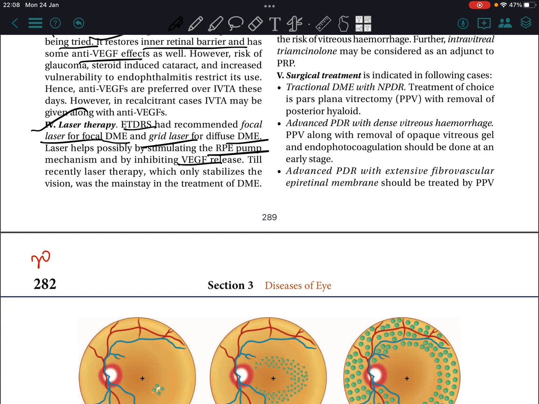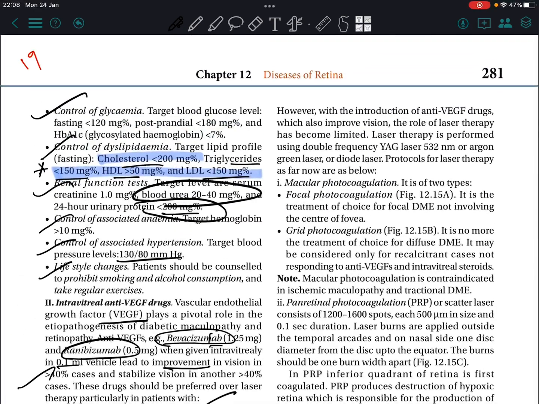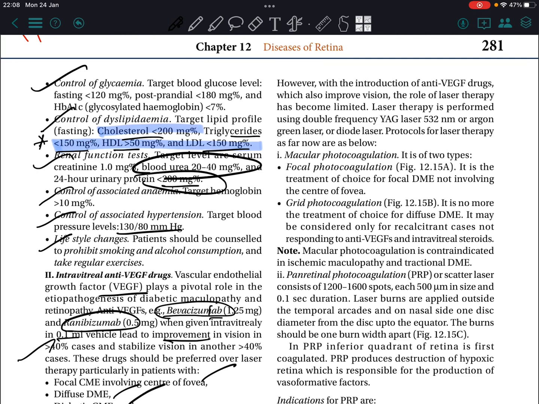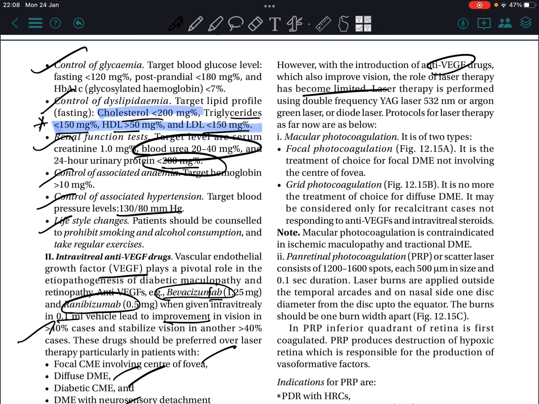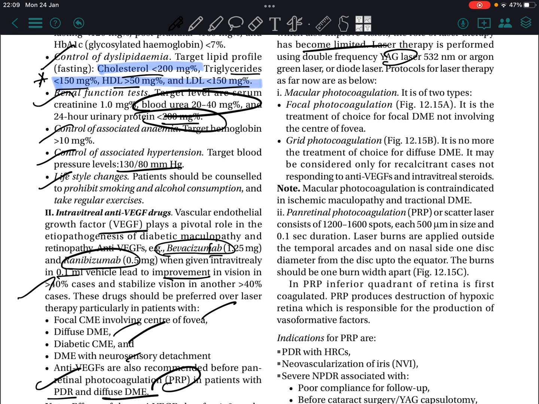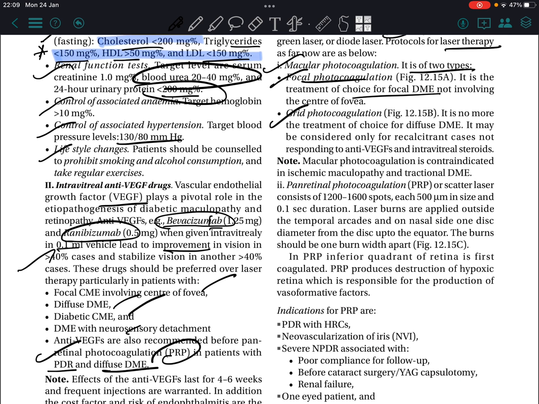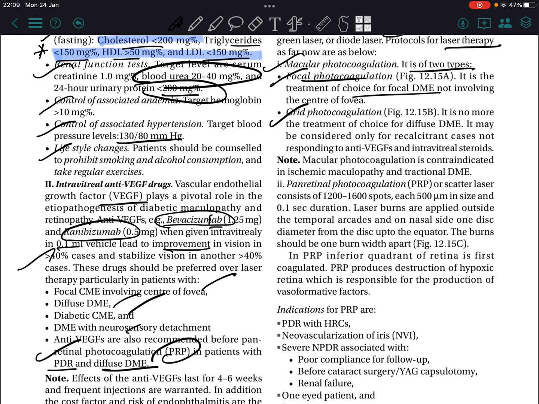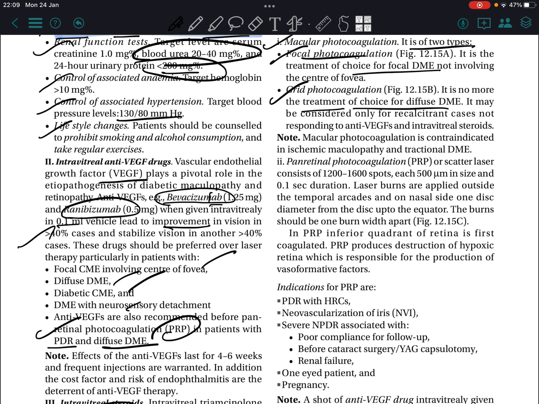Till recently, laser therapy, which can stabilize the vision, was the mainstay of treatment. However, with the introduction of anti-VEGF, which also improves vision, the role of laser therapy has become limited. Laser therapy is performed using a double frequency Nd:YAG laser 532. Protocols for laser therapy are focal photocoagulation and grid photocoagulation. Focal photocoagulation is the treatment of choice for focal DME not involving the center of the fovea. Grid is the treatment of choice for diffuse DME.